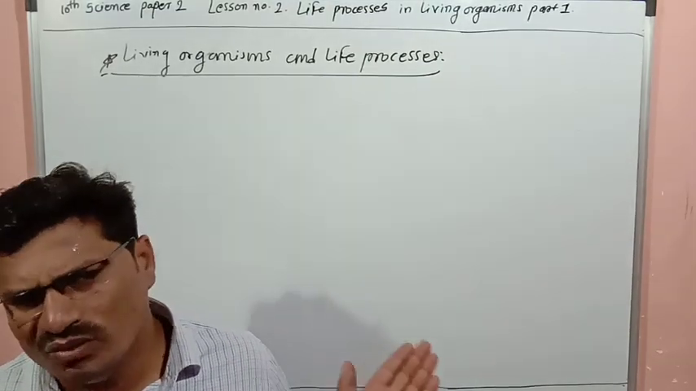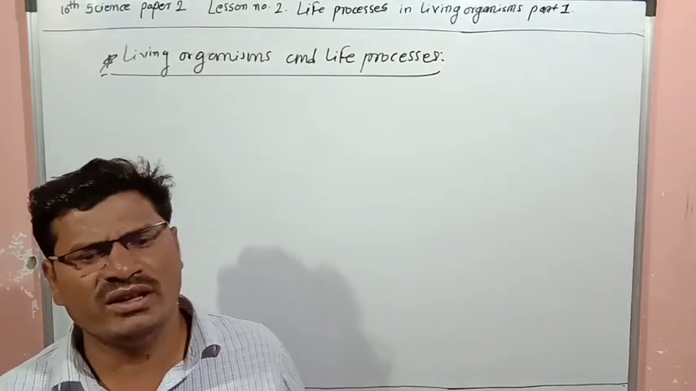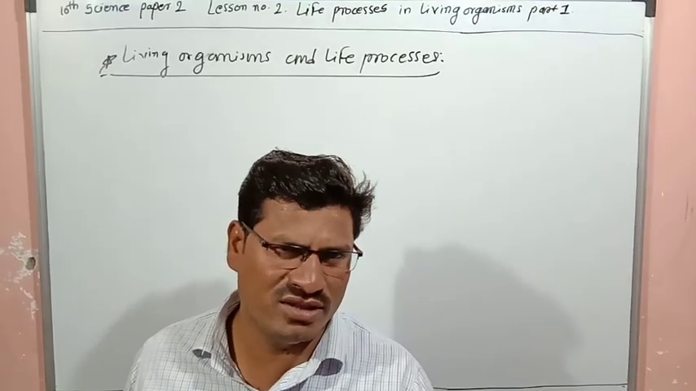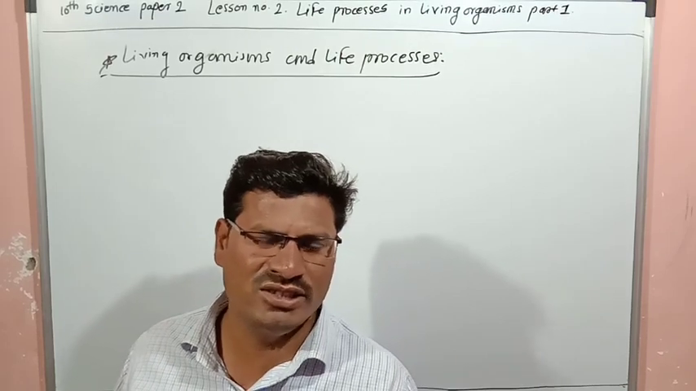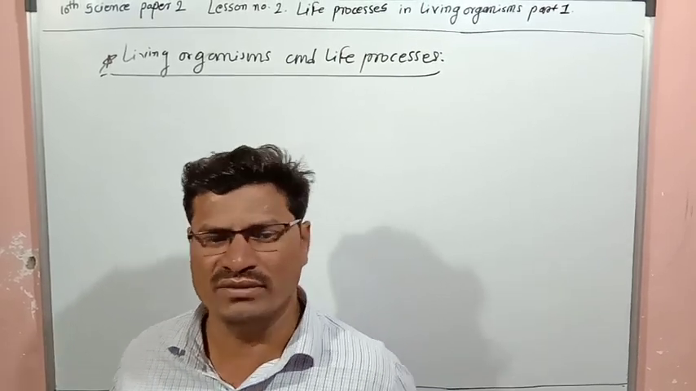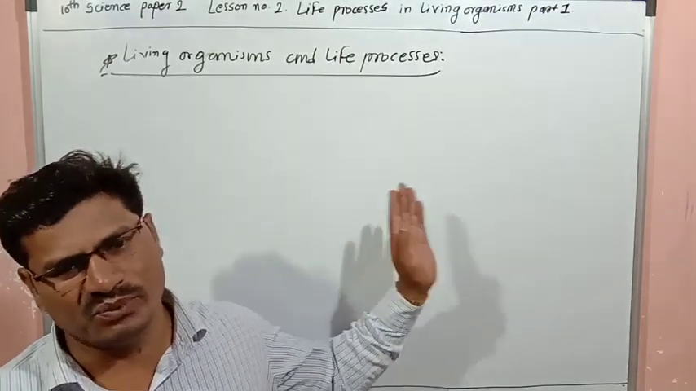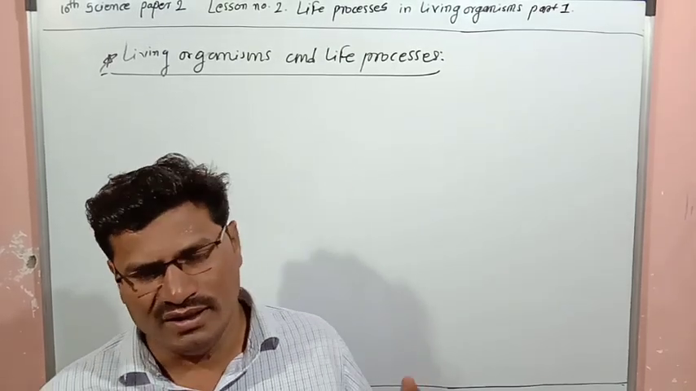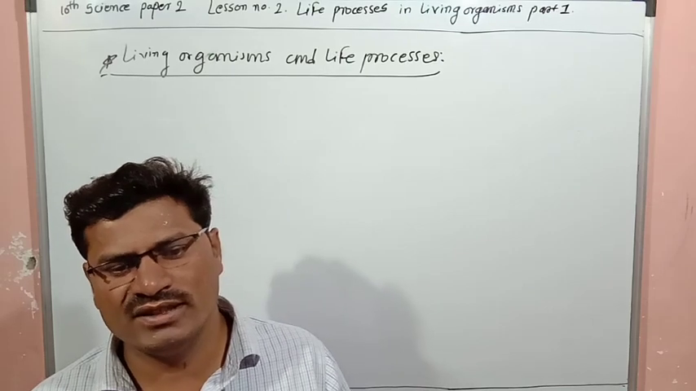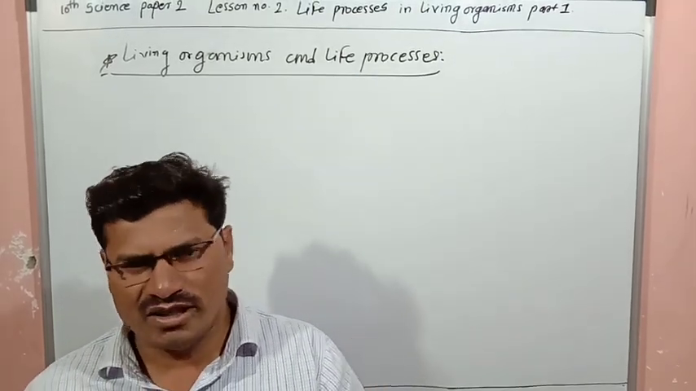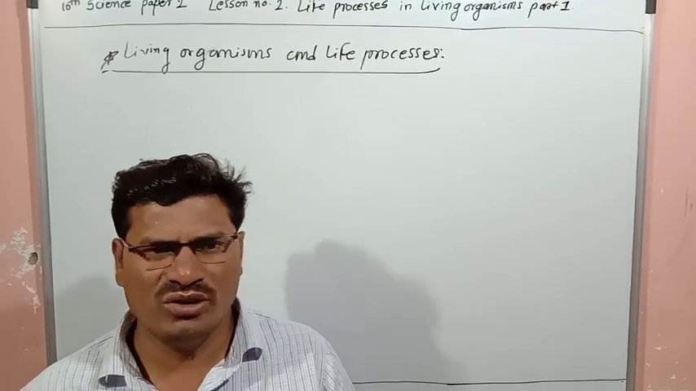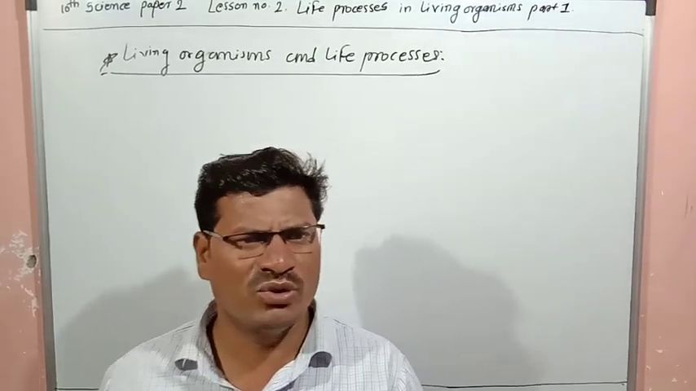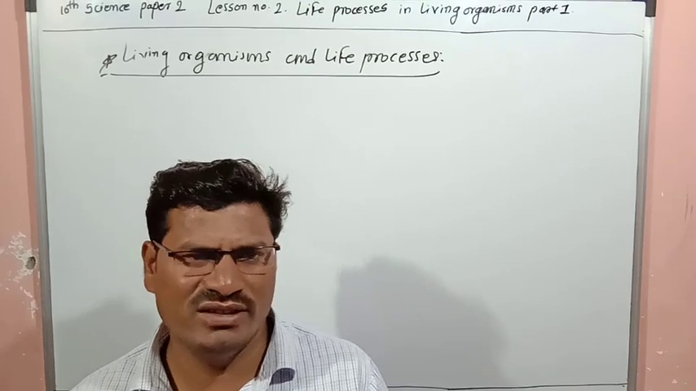Point-wise, we are going to learn: the first point is that various systems are continuously working in the human body. Various different systems are working inside the body, and they work continuously throughout life, so these are called life processes. Which are these systems? The digestive system, respiratory system, circulatory system, excretory system, and chemical control and coordination. The skeletal system and nervous system are there too. All these systems are working together inside the body.